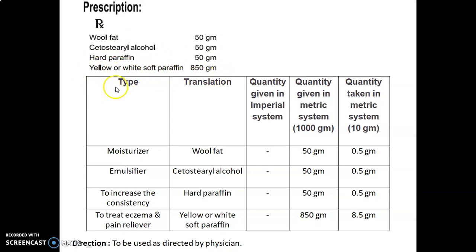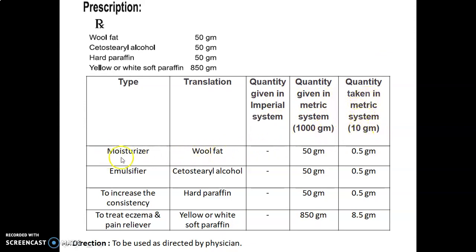So we have this formula table, where type means the use, role or category of the ingredient, and translation means the name of the ingredient. Quantity given in the imperial system is not given, as we have no terms in Latin terminology; we have given it directly in the metric system for preparing 1000 gram, and quantity taken in the metric system is to prepare 10 gram.